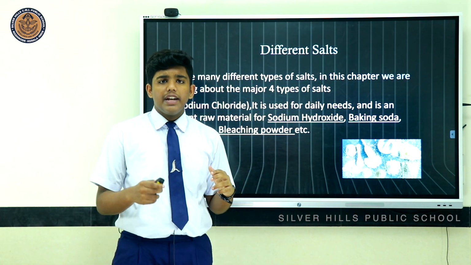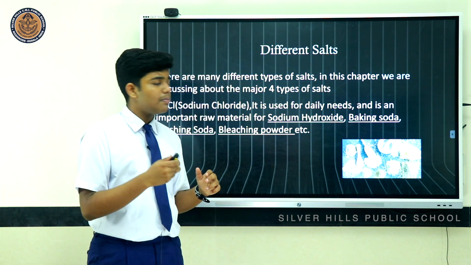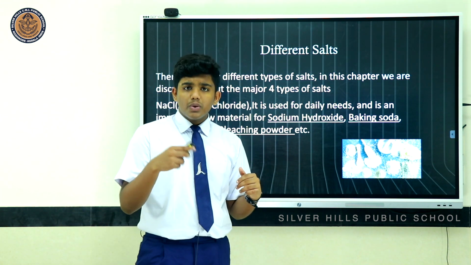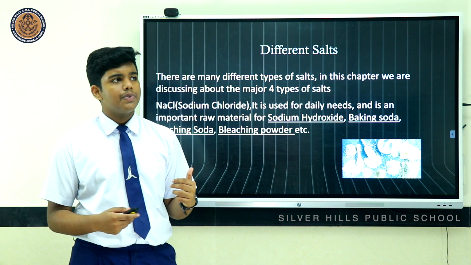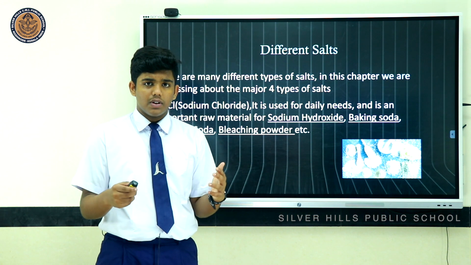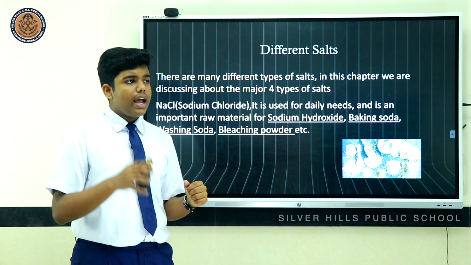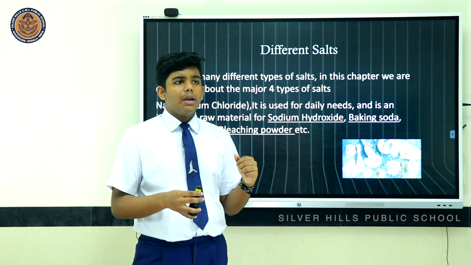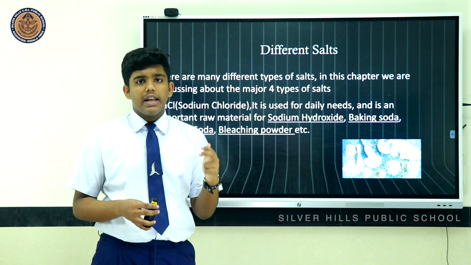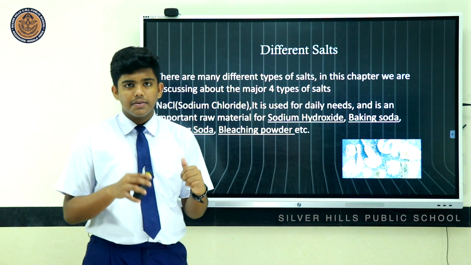Salts can be classified into different families depending on the acid or base used to make the salt. There are sodium salts and chloride salts. Sodium chloride, sodium hydroxide, etc. are sodium salts as they are formed from sodium hydroxide. And chloride salts, magnesium chloride, potassium chloride, etc. are chloride salts as they are formed from hydrochloric acid.